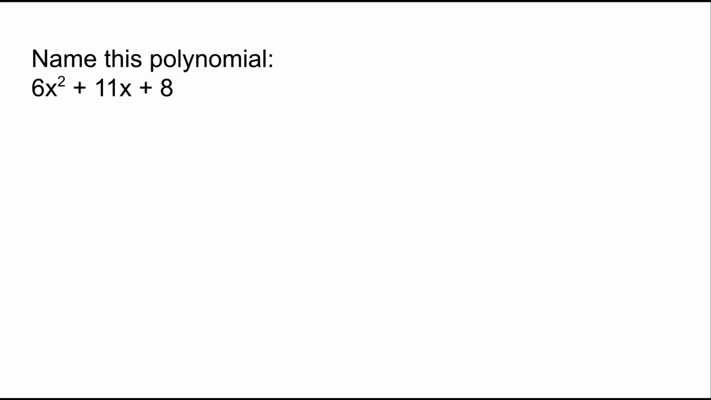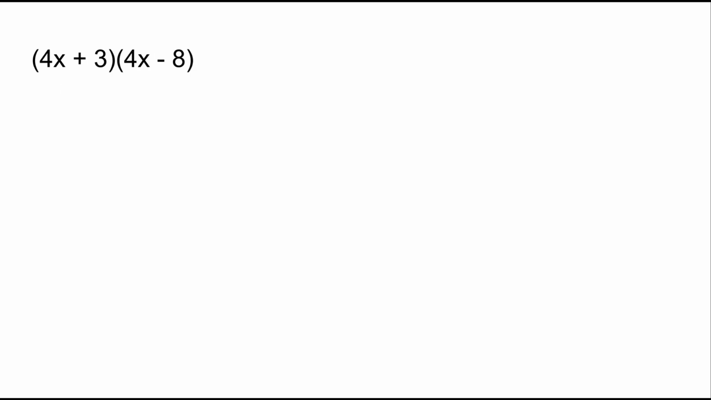And next, name this one with 3 terms. 1, 2, 3. And the highest power is 2. So this is called a quadratic trinomial. Name this polynomial. 1 term, and the highest degree is just 1x. So therefore, it's a linear monomial.